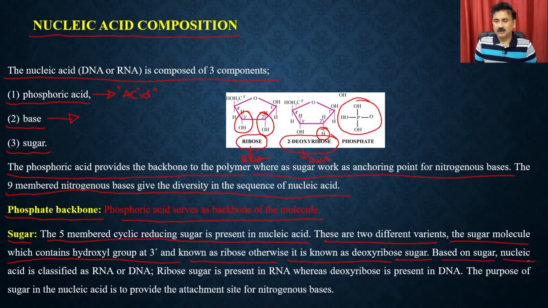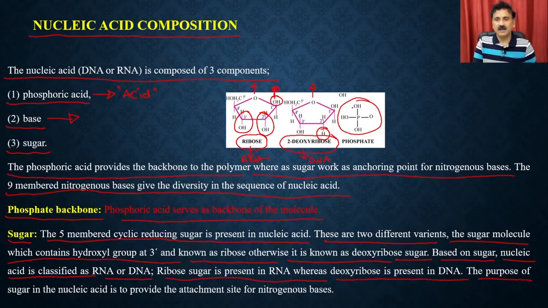Based on the sugar, the nucleic acid is classified as RNA or DNA. The ribose sugar is present in RNA, whereas the deoxyribose is present in DNA. The purpose of the sugar in the nucleic acid is to provide the attachment point for the nitrogenous bases. So whether it is a ribose sugar or the deoxyribose sugar, the sugar molecule provides the attachment point, and the nitrogenous bases are going to attach at this point.